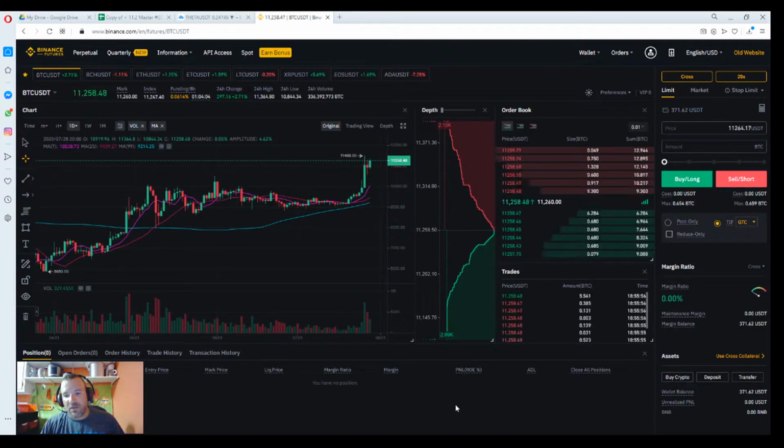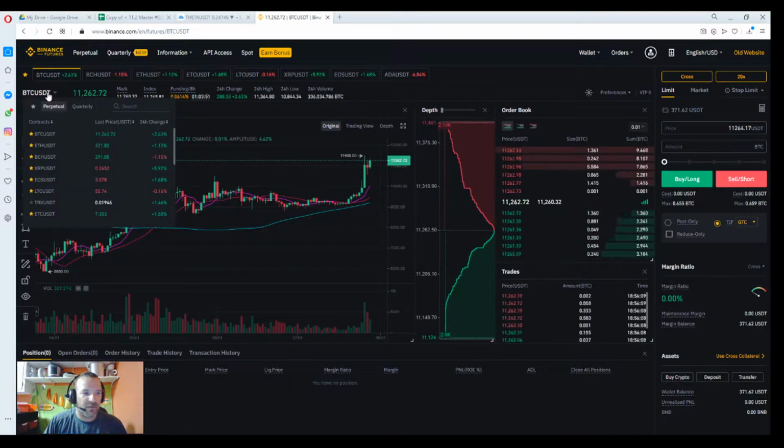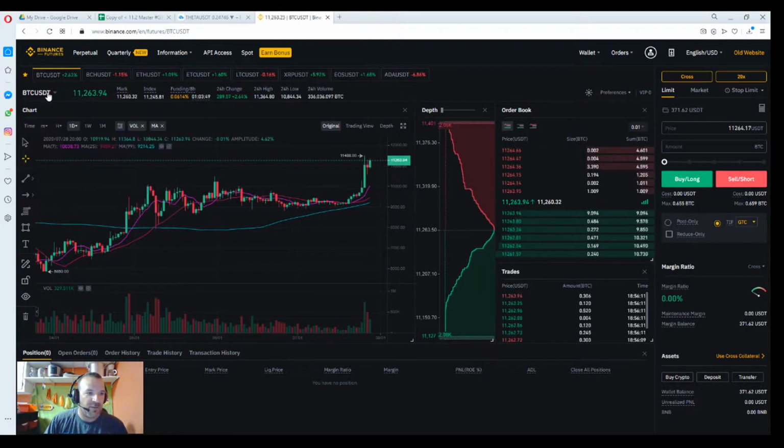Typically when a coin is on a buy, you'll have more greens down here than you'll have reds, and vice versa. When a sale is happening, you'll have more reds than greens. Not always, but that's just what I've found a lot of times. It kind of gives you a little hint as to what's going on with the market.